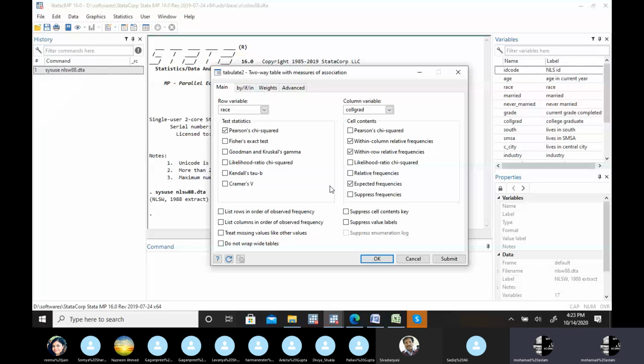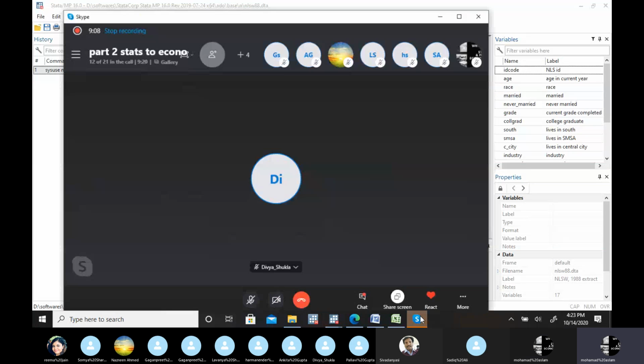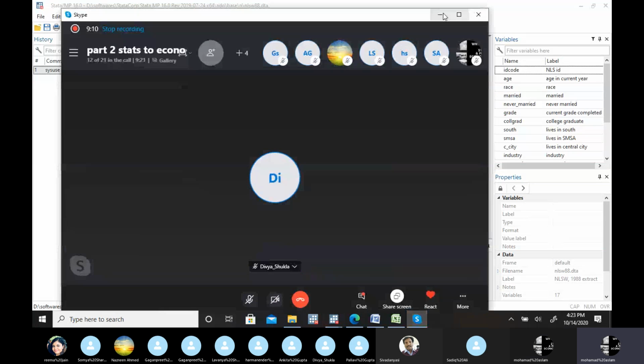I'm currently on this Stata window where I'm putting these variables. Again, maybe the internet problem I had previously.